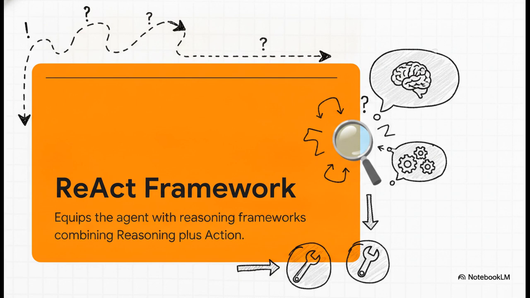Step 4 is where we add the ReAct framework. You don't just want an agent that wildly guesses, you want one that thinks. ReAct literally stands for reasoning plus action. It forces the agent to use a chain of thought. So it talks to itself, saying, okay, I need to do X, therefore I'll use tool Y, and based on what that gives me, I will do Z. It's systematically thinking through problems before taking a single action.